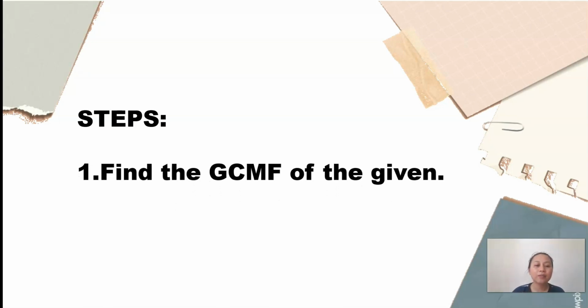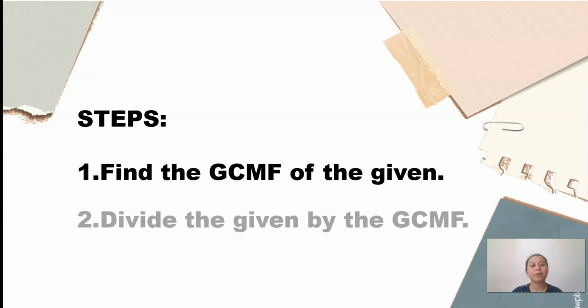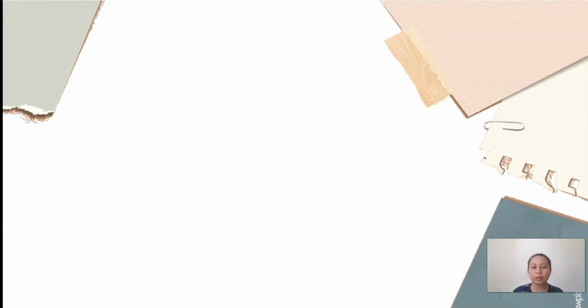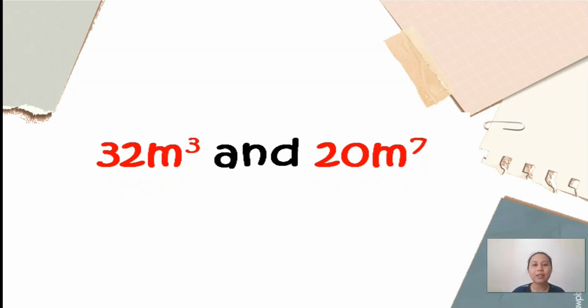Step 1, find the GCMF of the given, or the greatest common monomial factor. Step 2, divide the given by the GCMF. First, let's practice finding the greatest common monomial factor. Let's say you're given the monomials 32m cubed and 20m raised to the power of 7.